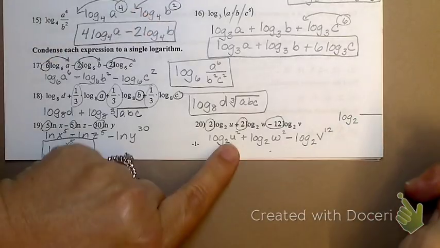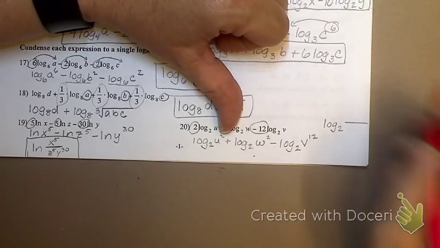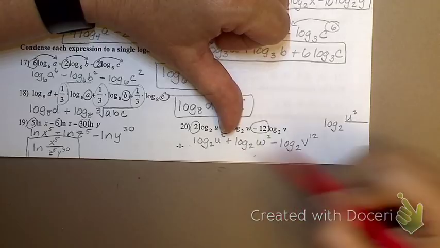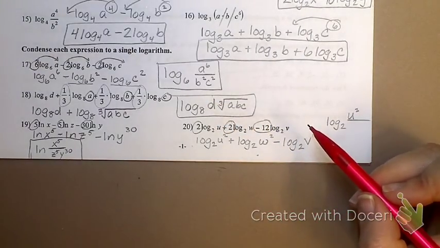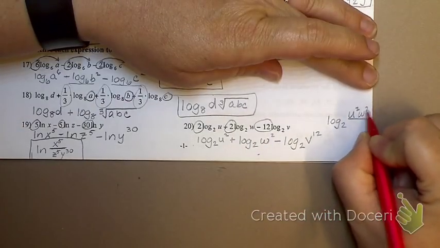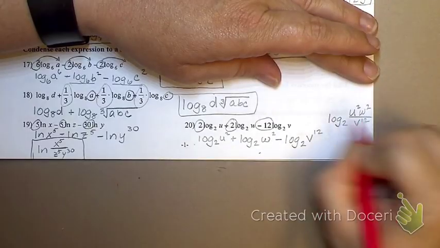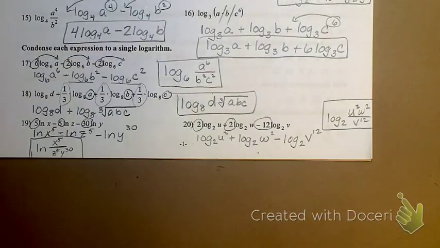Does the u squared go on top or bottom? Top, because it's before any negative signs. What about the w squared? Where's that going to go? It's after a plus sign, so it's also on top. V to the 12th is after a minus sign, so it's going to go on the bottom. Okay, and that's the end of my expanding and condensing.